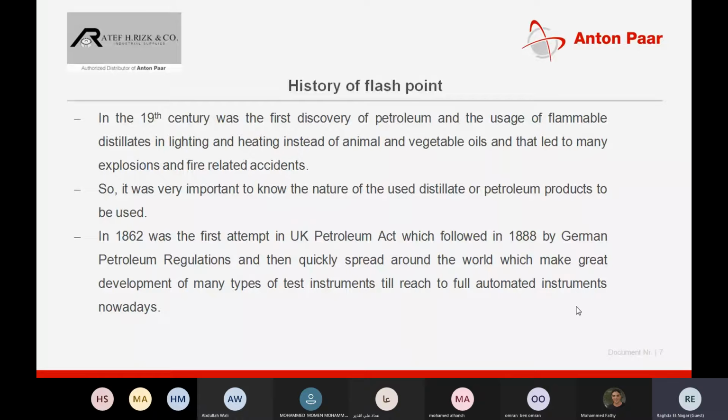Then in 1862, with the first attempt in the UK Petroleum Act, which was followed in 1888 by German petroleum regulations, and then they quickly spread around the world, which made great development of many types of test instruments to reach the fully automated instruments nowadays.